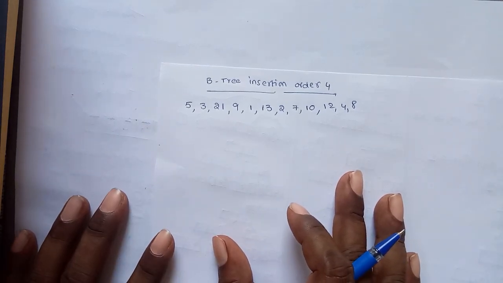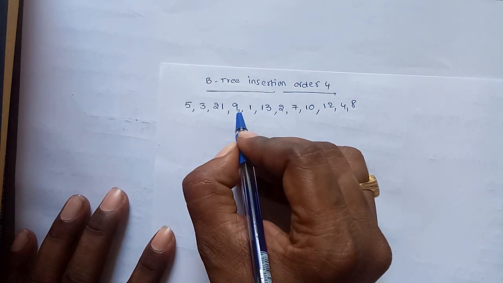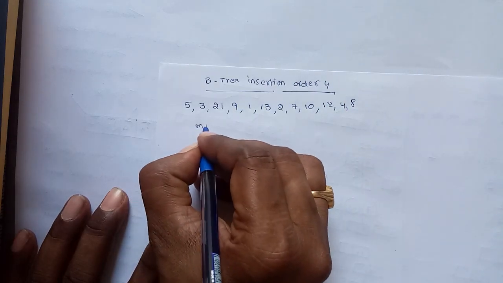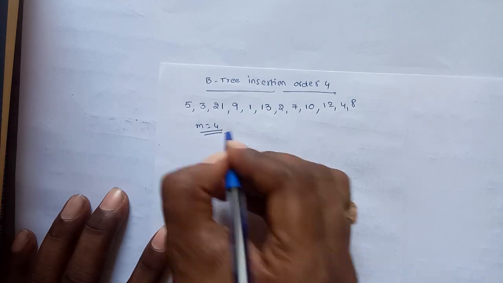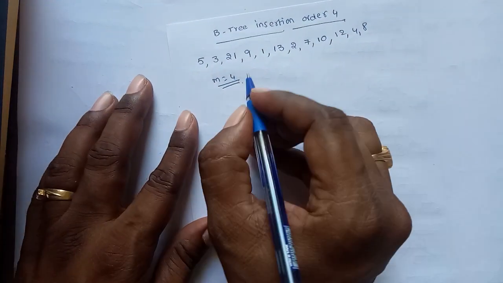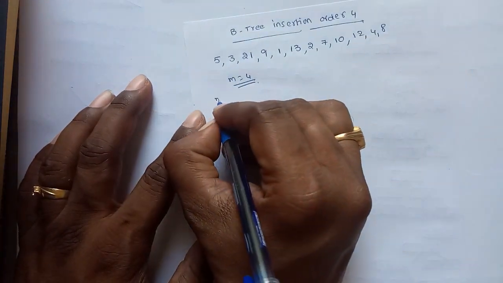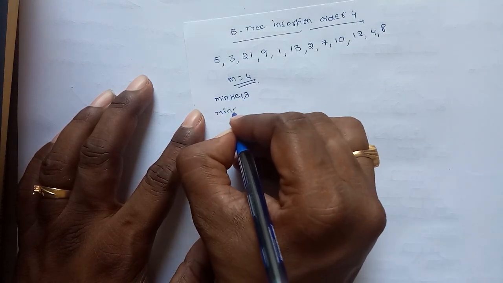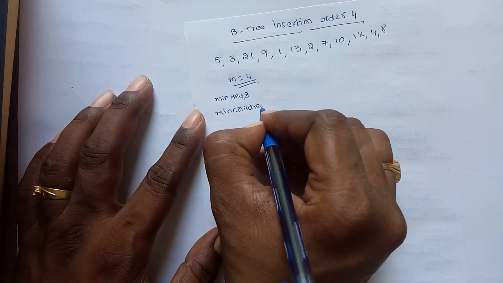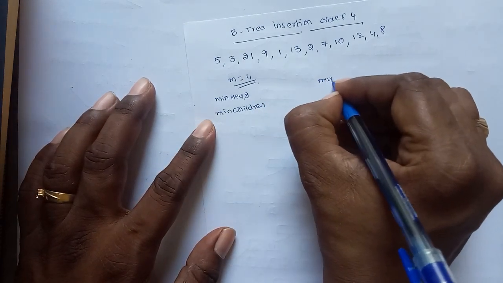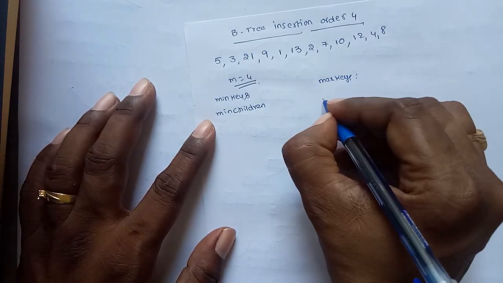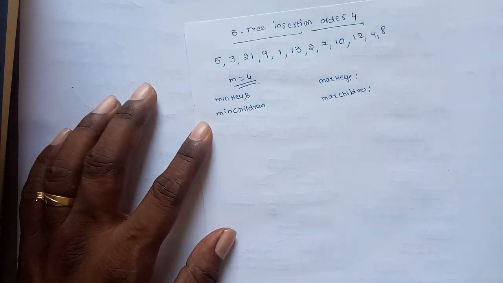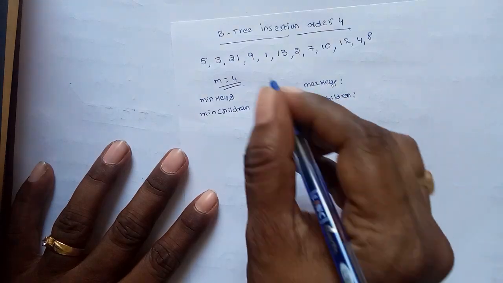In the previous session, we had discussed B tree insertion example for order 3. Now in this session, we are discussing an example of order 4. So what is the first step? Whenever we are given an order, the first step is to identify the minimum keys and minimum children. Similarly, the maximum keys and the maximum children in a node. That is how many keys and children are allowed.